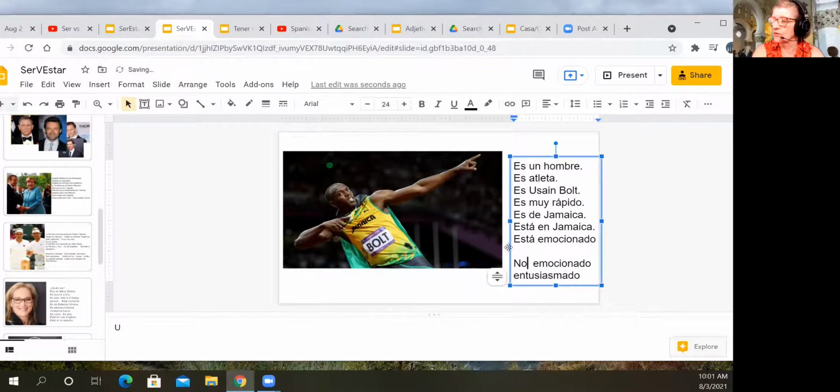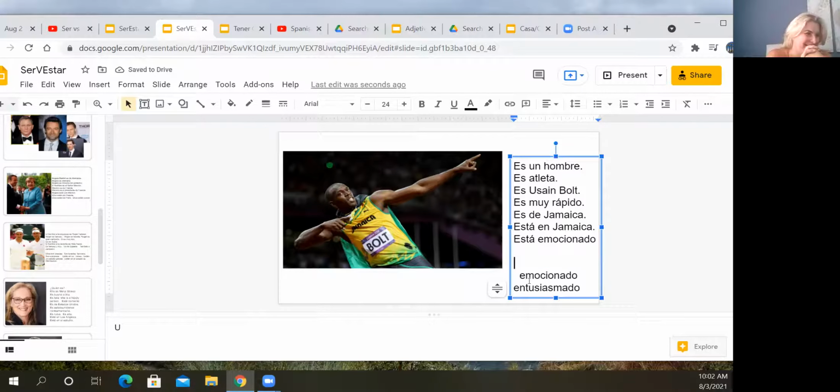Do not use the word excitado. No. Excitado means horny. So don't use that. Because you may say, oh, excitado, yeah, it means like excited. No, it does not. It means something else.